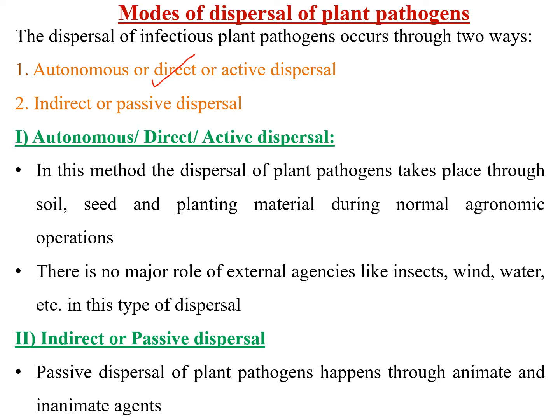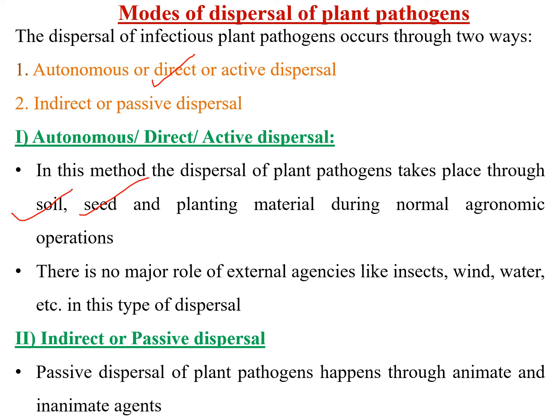In case of autonomous dispersal, which is also known as direct dispersal or active dispersal, dispersal of plant pathogens takes place through soil, seed, and planting material during normal agronomic operations. So during cultivation practices, this dispersal happens, and there is no major role of external agencies like insects, wind, water in this type of dispersal.